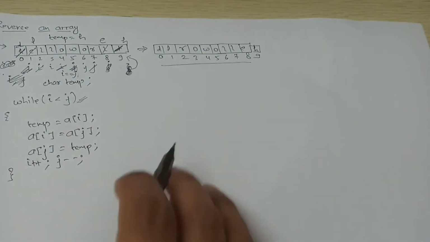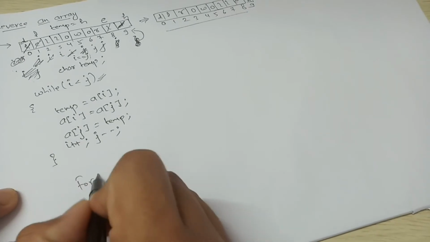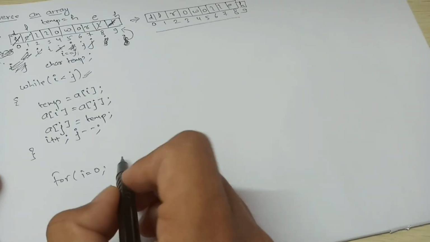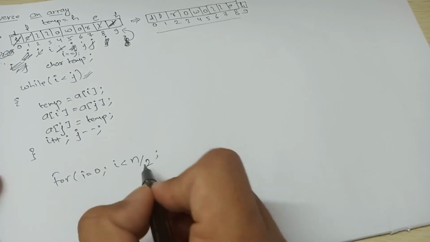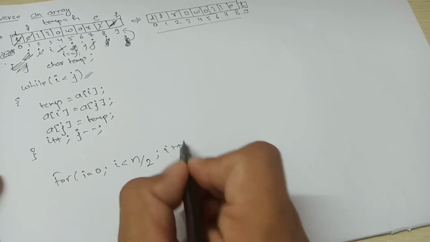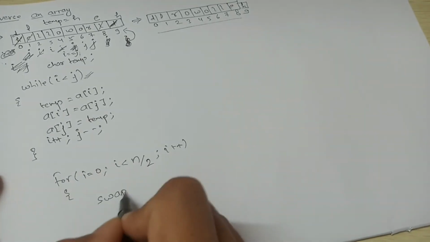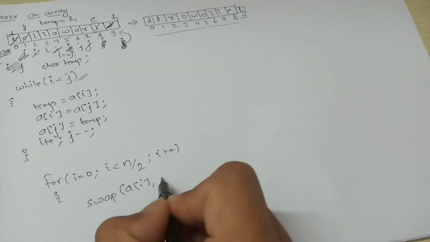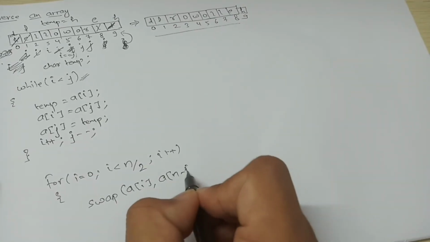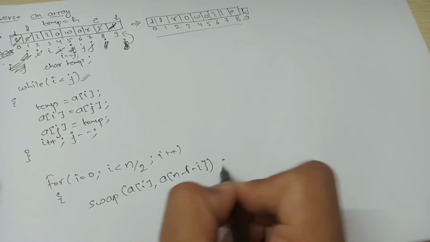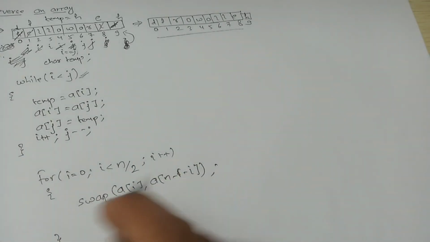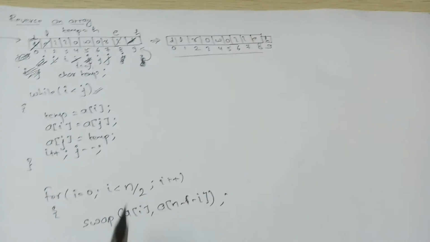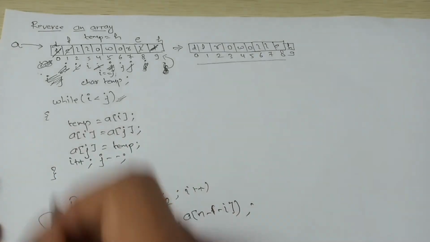Now the other way is very simple. You have to run the for loop from the 0th position up to half of the length. Suppose n is the length of the array. You increment it, and then you just swap a of ith position with a of n minus 1 minus ith position. That would work fine. This way the loop will run for half of the array, and it will swap both positions. This is nothing but another way of writing it.